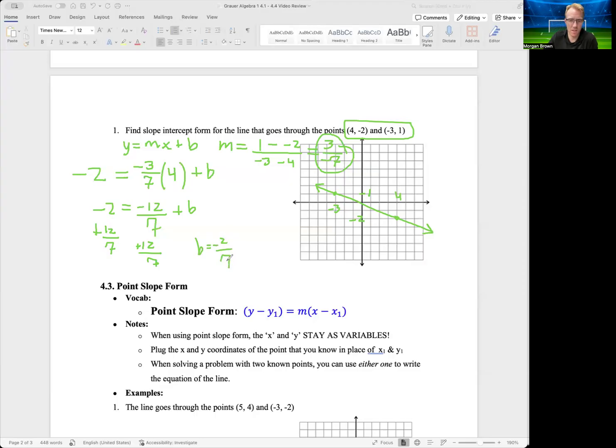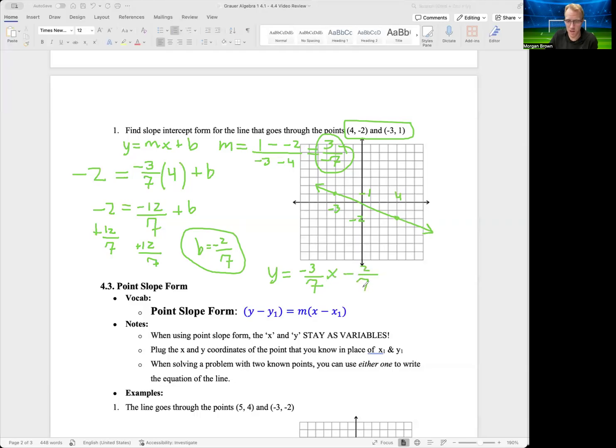Now we got both pieces we need, right? So big picture, take a step back. You always have to find the slope, and you always have to find the y-intercept. Once you have slope and intercept, you can write the equation in y equals mx plus b form. So I'm taking this slope, -3/7. I'm taking this intercept, -2/7. And I'm going to write y equals mx plus b. So the slope, -3/7. Don't forget your x variable. So there's an x right there. And then -2/7 is the y-intercept.